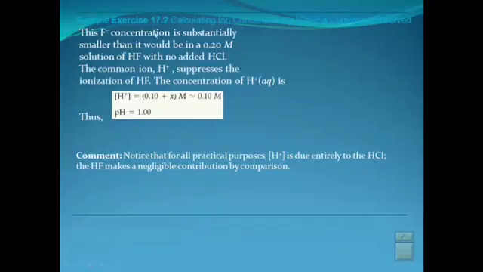Alright, it says thus F minus concentration is substantially smaller than it would be in a 0.2 molar of HF with no added HCl. The common ion H plus suppresses the ionization of HF. Therefore, the concentration of H plus is pretty simple. You're going to do 0.1 plus x, which is really, really small, and it's basically just equal to 0.1. And so your pH will be about 1.